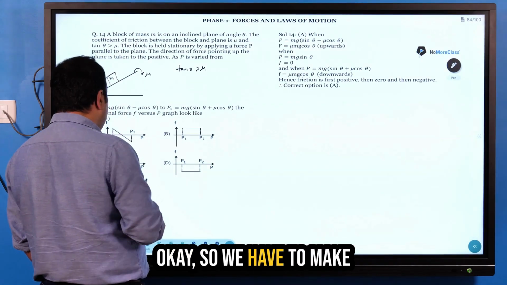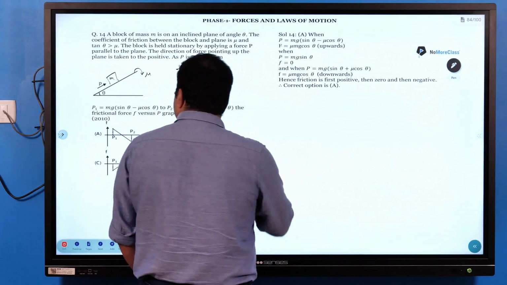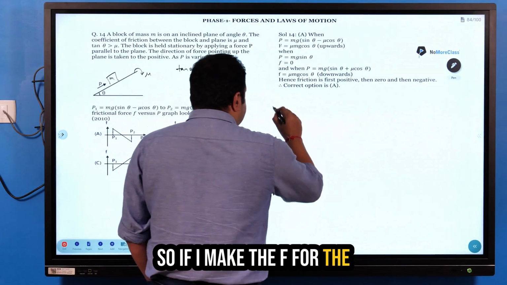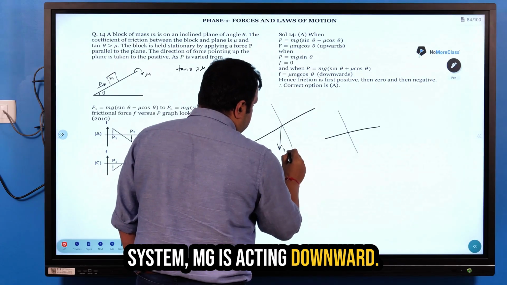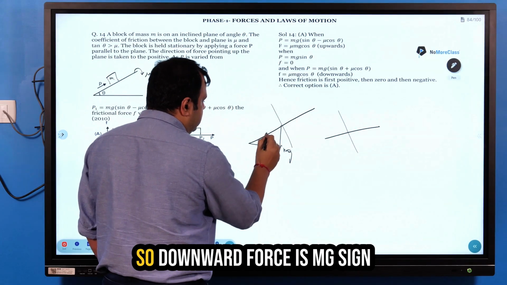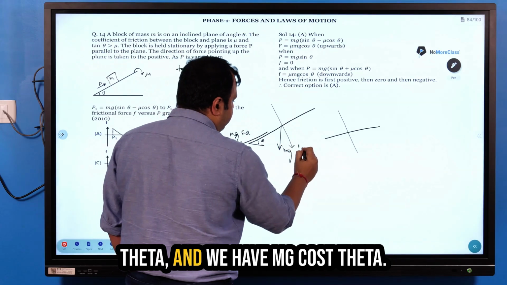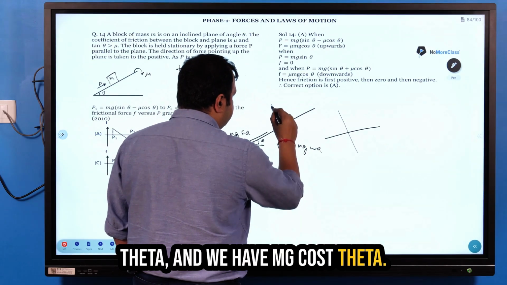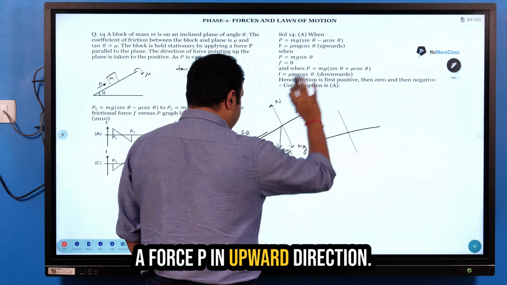Okay. So we have to make the F versus P graph. So if I make the FBD for the system, mg is acting downward. This angle is theta. So downward force is mg sine theta. And we have mg cos theta. We have normal. And we are applying a force P in upward direction.